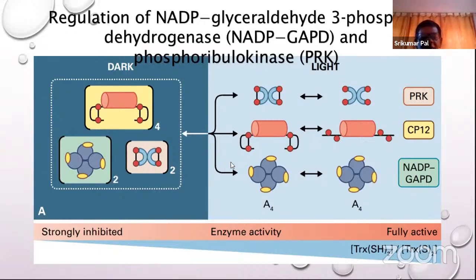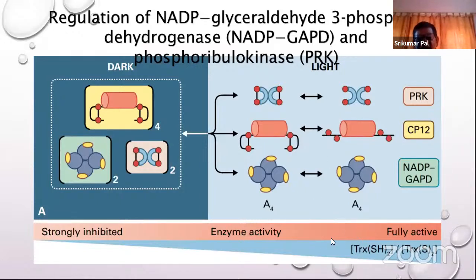So this PRK is a homotetramer. This is NADP-GAPD, the NADP dependent glyceraldehyde 3-phosphate dehydrogenase. It is a homotetramer. There are 4 subunits. This is CP12. It is a chloroplast protein, encoded in the nucleus, and it contains 4 cysteine residues, 1, 2, 3, 4. And this is the PRK. This is a dimer. This is one subunit. This is another subunit with 4 cysteine residues.